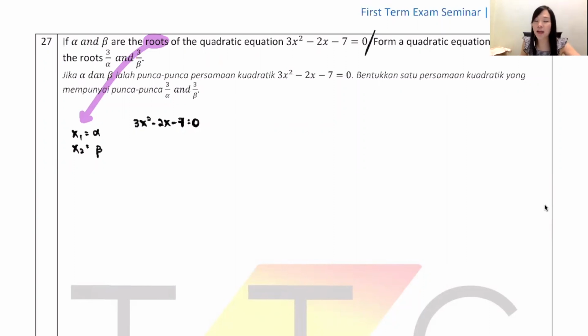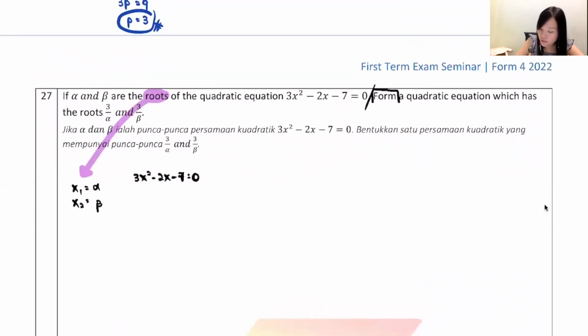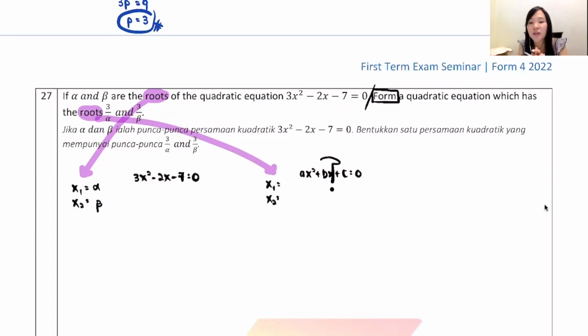So they say the roots are alpha and beta. Then I continue with the requirement. They say, form. Form means try to find out. Form a quadratic equation. Guys, I repeat, a quadratic equation looks like this. They want me to form a quadratic equation, so I put a question mark on top. Form a quadratic equation which has the roots 3 over alpha and 3 over beta. Keyword again, roots. I repeat, roots means x1, x2.